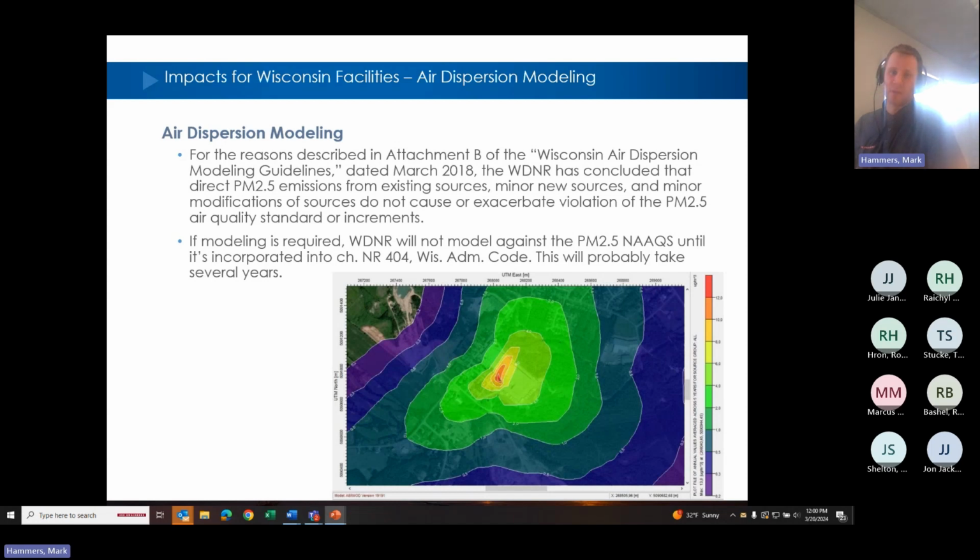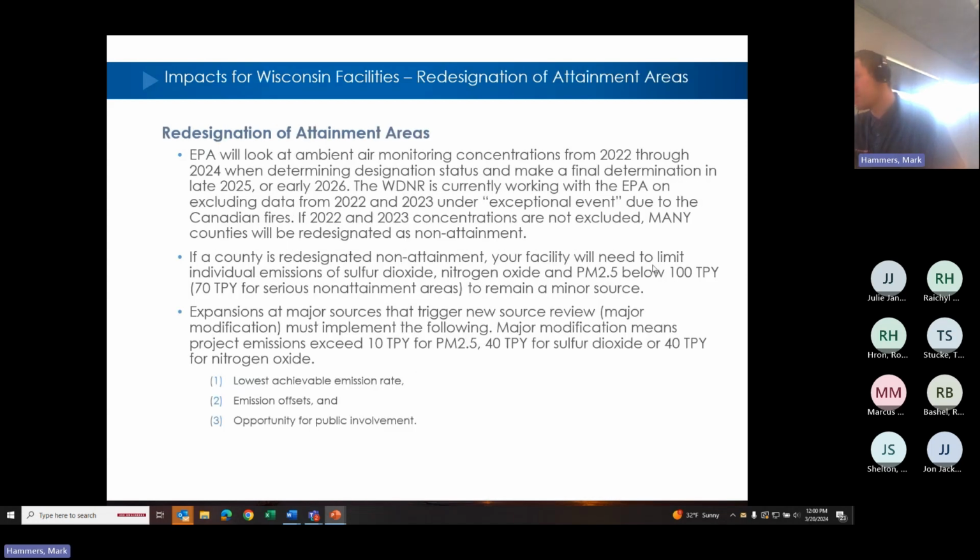So that's dispersion modeling. Let's get into what will potentially impact actually a lot of facilities, and that'll be redesignation of attainment areas. So what Wisconsin DNR does is they take the results from those monitoring locations that we saw earlier, and they use those results to determine whether or not a specific area is in attainment with the NAAQS standard.